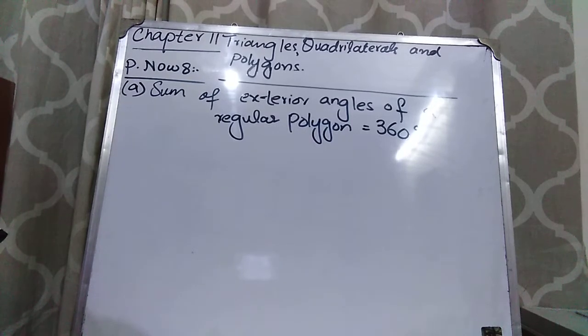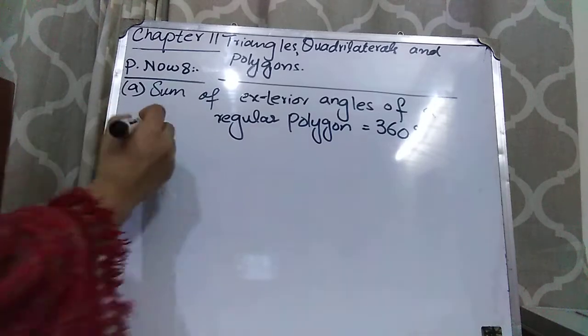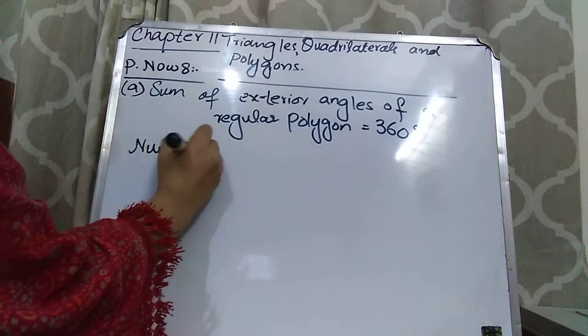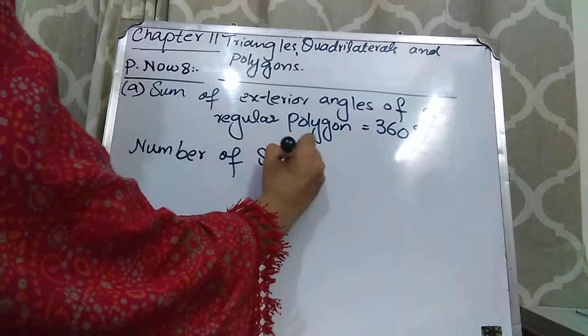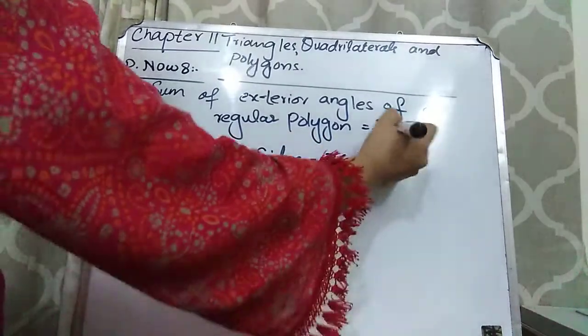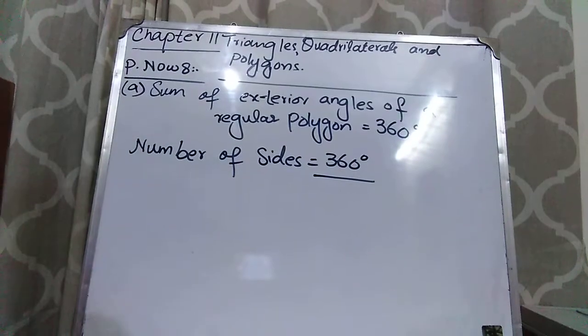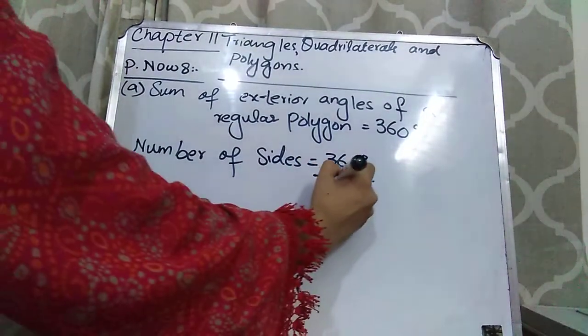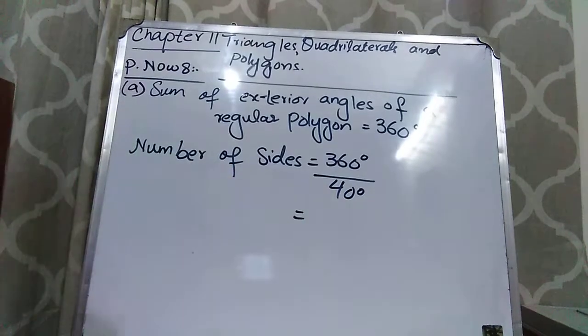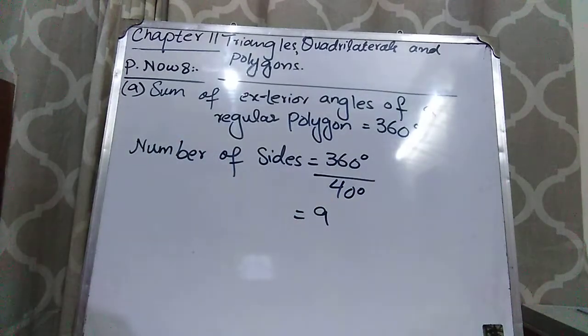Here each exterior angle is given, which is 40 degree. Now here we have to find out the number of sides. So to find out the number of sides, we will divide sum of exterior angles of a regular polygon with each exterior angle, and that is 40 degree. So when you will divide 360 with 40, you will get 9. 4 9s are 36, 9. 360 divided by 40 is 9. So the answer of part A is 9.